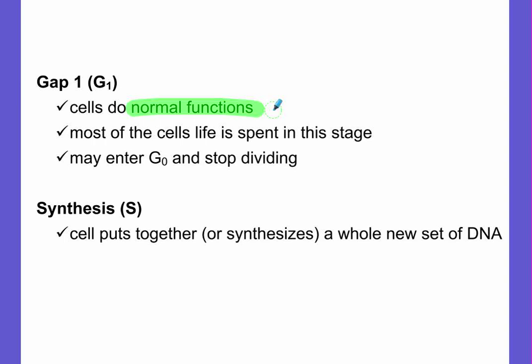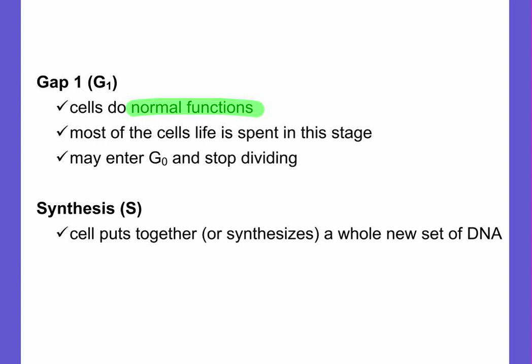If you had a tissue, if you had 100 cells in a tissue, 99 out of 100 better be doing their normal functions, or that tissue isn't going to function the way it's supposed to. So it's really just a select few cells at any given time that are dividing. Most of them should be in gap 1. Right? So it says most of the cell's life is spent in this stage. That's going to be generally true.